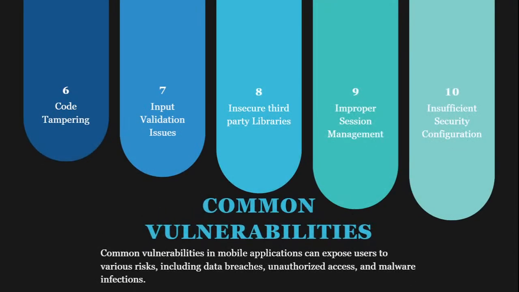Besides this, we have a few more vulnerabilities: code tampering, input validation issues, insecure third party libraries, improper session management, and insufficient security configuration. Why does it say insecure third party libraries? Because whenever you download certain applications, even from the Play Store, they are third party applications which you are installing on your devices. So you have to make sure that any third party libraries or applications you are using are properly secured, and whether they can be used or not.